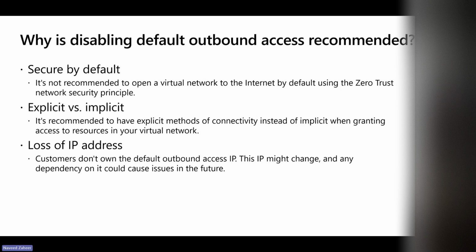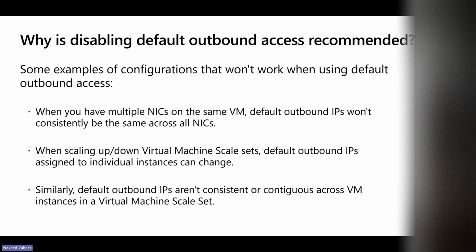Okay, so that's why you should not use it. And there are some other things as well. Just keep in mind if you have multiple NICs on the same VM, the IP address will not be consistent on those. And if you are expecting contiguous IP addresses for VMs in a scale set, that will not happen with the default outbound access. It will assign whatever IP address is available. So you cannot just rely on, okay, I'm using contiguous IP addresses. That will not happen. They may come out very different. So that's something to keep in mind.